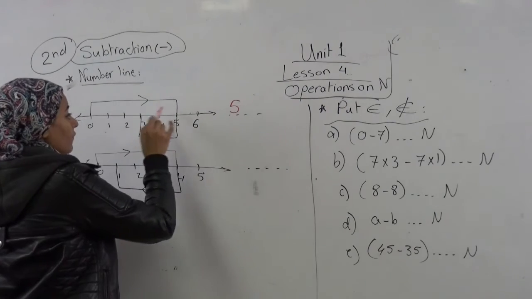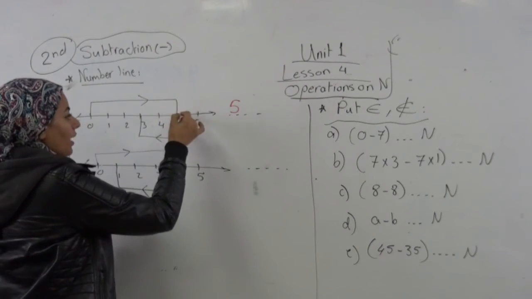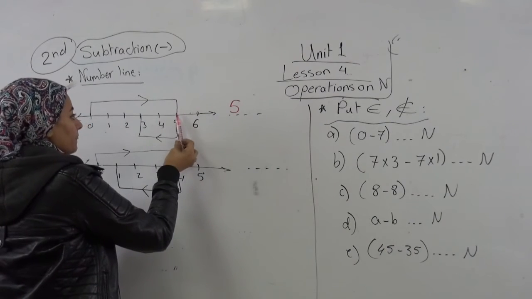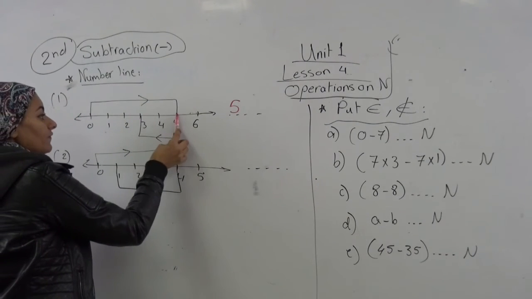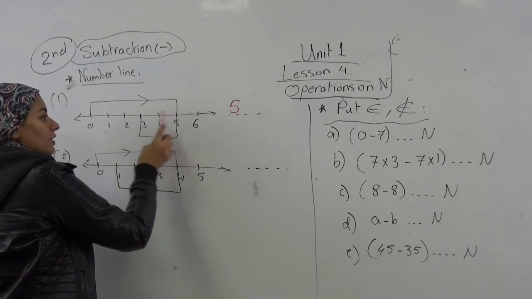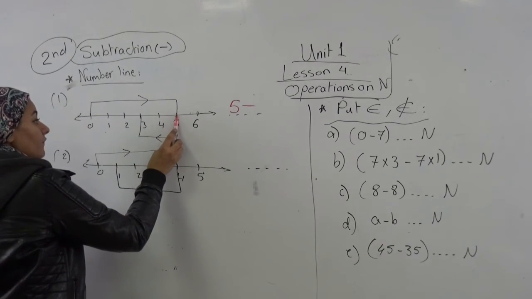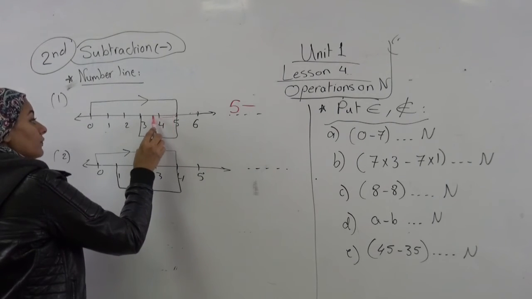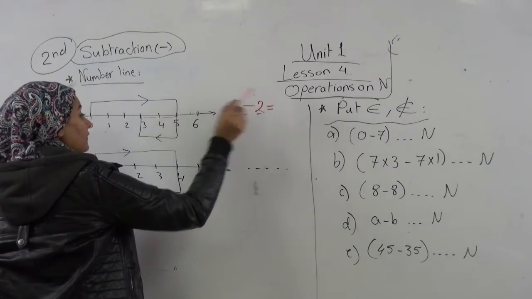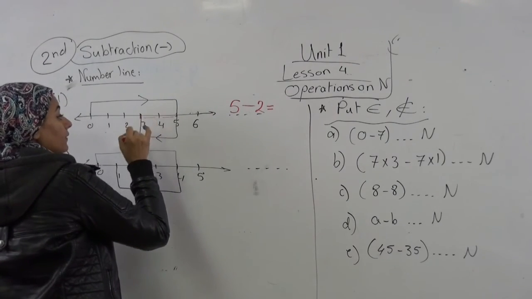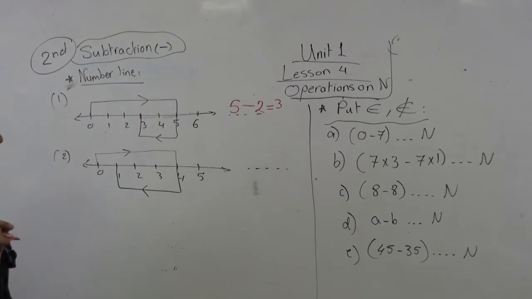And then, from 5, I didn't go forward, so I didn't go to the right, so I didn't go greater. We went to the left. We went to the left, that means that 5 is going to get smaller, so it is minus. And then, from 5, I moved to the left, or backwards, 2 units, so it's 5 minus 2, which at the end will stop at 3. So it is easy. This is 5 minus 2 equals 3.